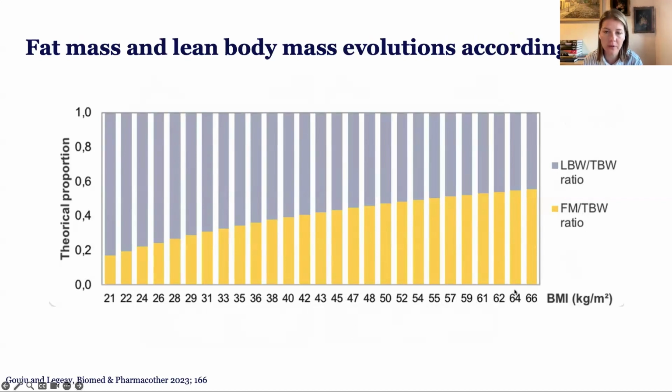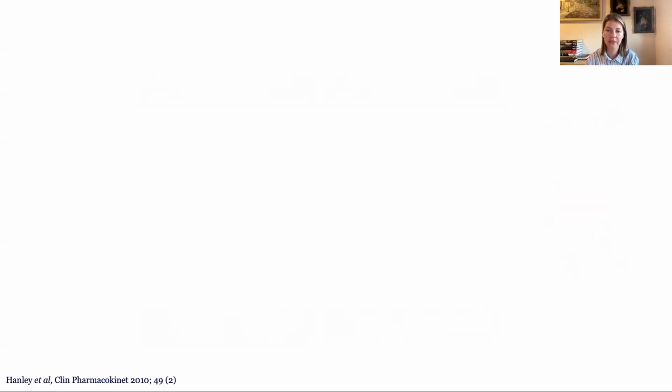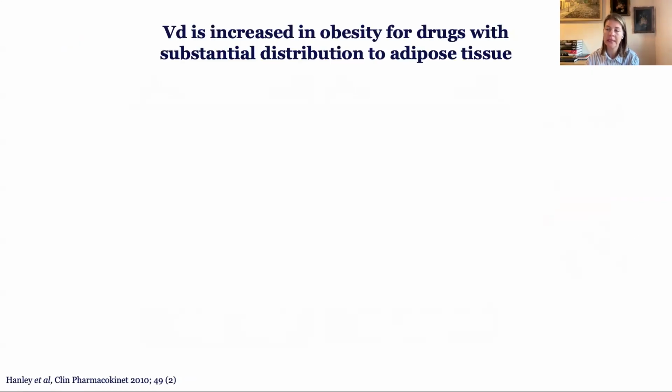So it is really important to think about these drugs that are poorly water soluble, and the drug solubilization and absorption will change drastically in these patients. So looking also briefly at the volume of distribution, the volume of distribution is increased in obesity, especially for drugs that have substantial distribution to adipose tissue.